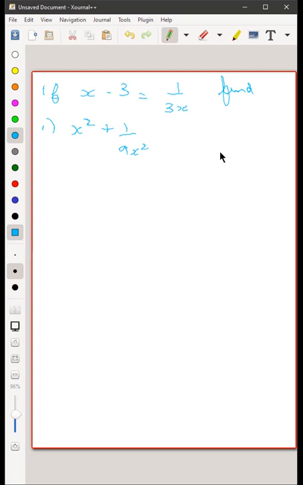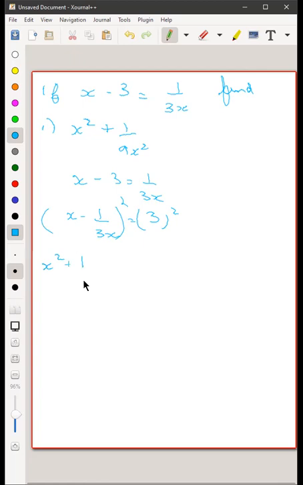Okay, Ishan, let's solve this. So x minus 3 is equal to 1 upon 3x. So x minus 1 upon 3x is equal to 3. So we will square both the sides. x minus 1 upon 3x whole square is equal to 3 whole square. So x squared plus 1 upon 9x squared minus 2 is equal to 9. Why minus 2 into x into 1 upon 3x? Where did this go?